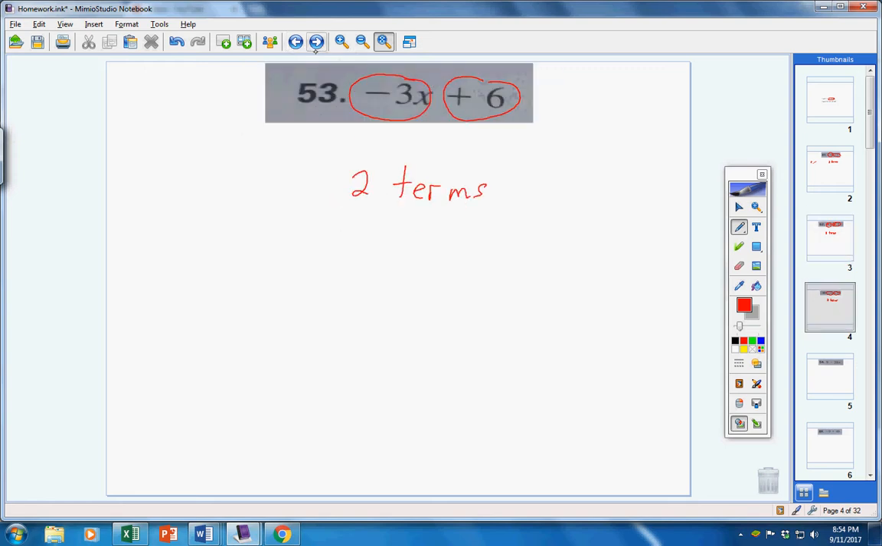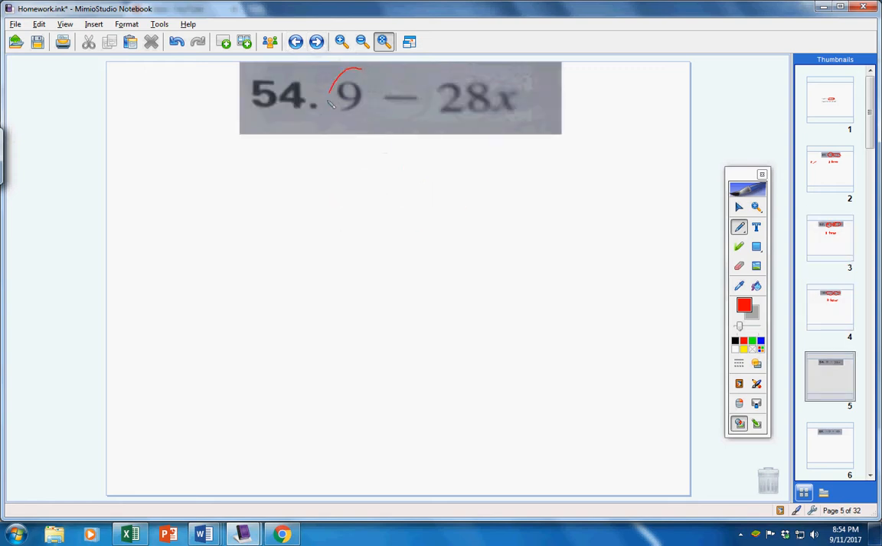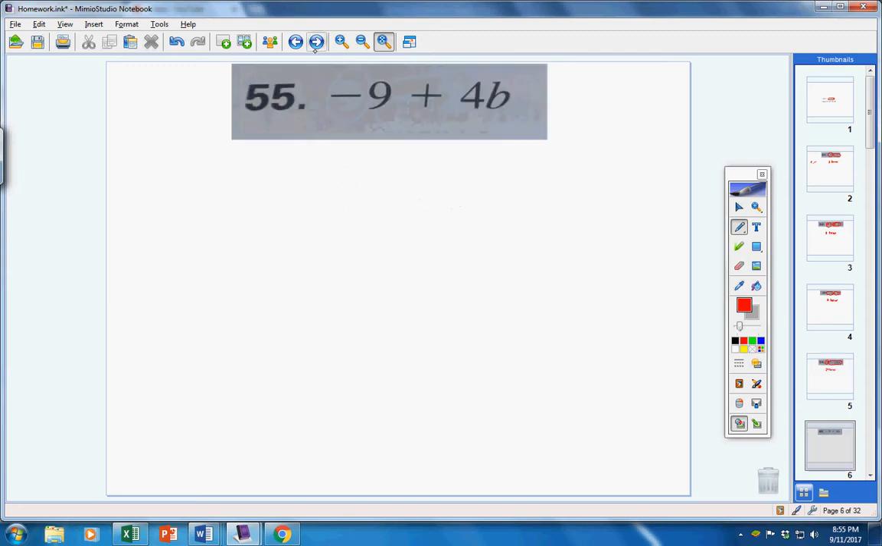Okay, number 54. There's a term. There's a term, positive 9, negative 28x. So this expression here has 2 terms. Okay, negative 9 is a term. Positive 4b is a term. So we have 2 terms in number 55.